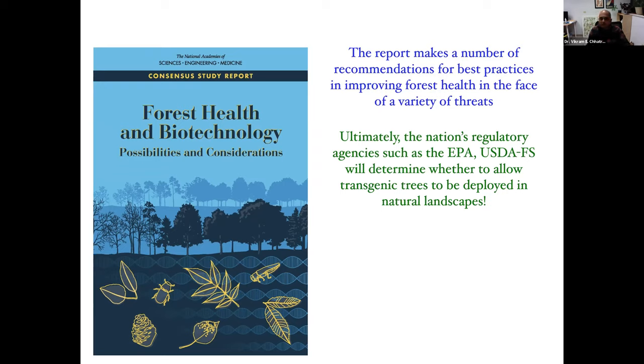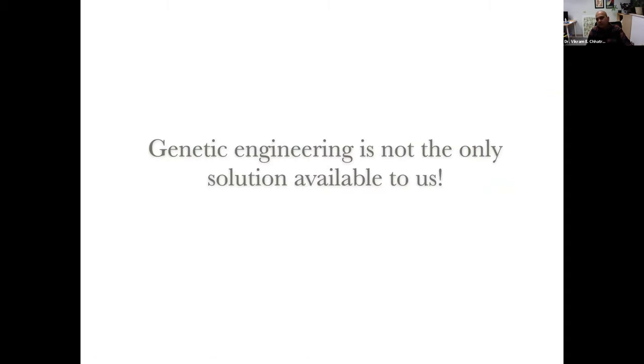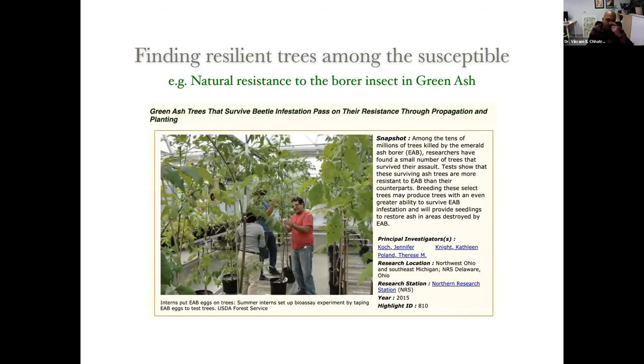Then the regulatory agencies in the US, like the Environmental Protection Agency or the USDA Forest Service, and there are many others, will ultimately determine whether to allow these GMO trees to be deployed in natural landscapes. But genetic engineering is really not the only thing that's available to us. There are other methods, for example, finding natural resistance to diseases in natural populations of trees.